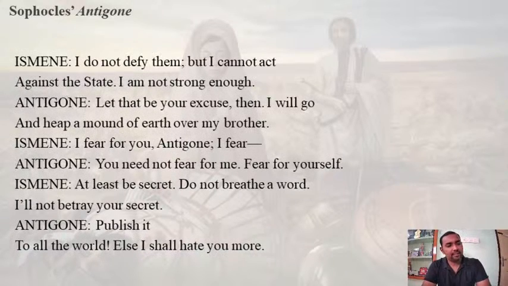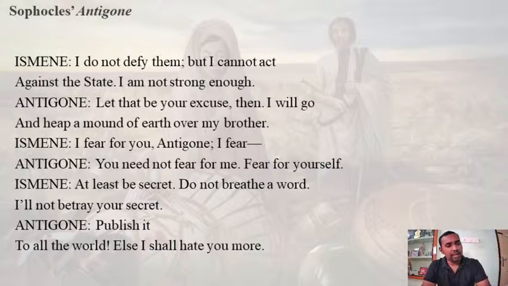I do not defy them. That is what Ismene says. I do not defy them, but I cannot act against the state. I am not strong enough. So we have confirmed the fact that Ismene is a weak character and she is not at all like Antigone. Antigone is bold and ready to act even against the king, to perform her duties.